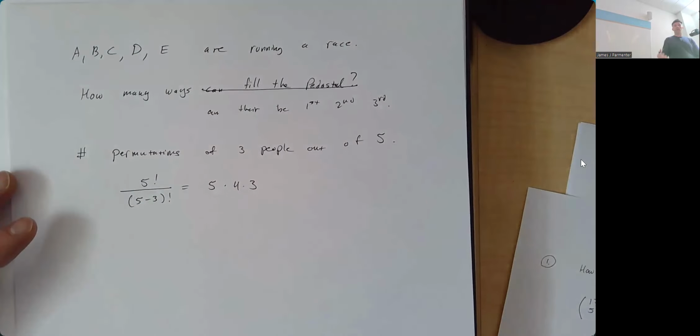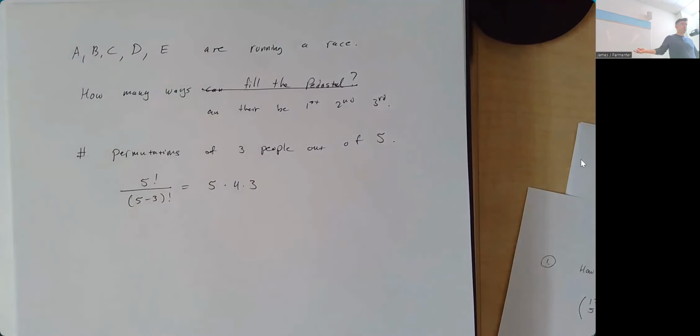There are 5 choices for who comes in first, and then 4 choices for who comes in second, and then 3 choices for who comes in third. End of story. I don't want to divide by 6, which is 3 factorial, because I don't want to get rid of the different orderings, because each ordering is a different placement on the pedestal.